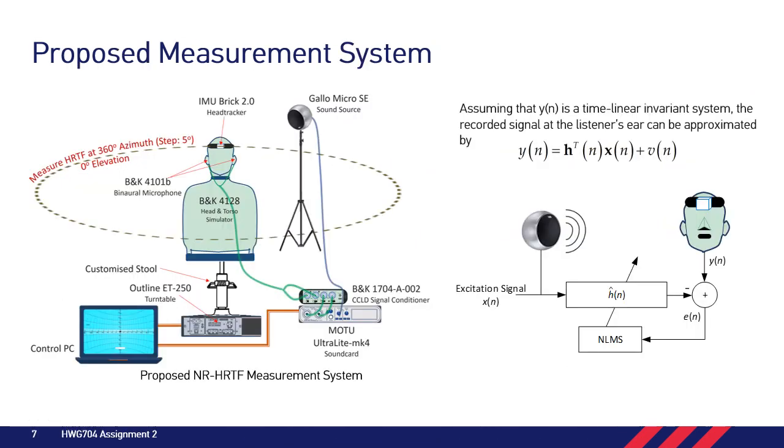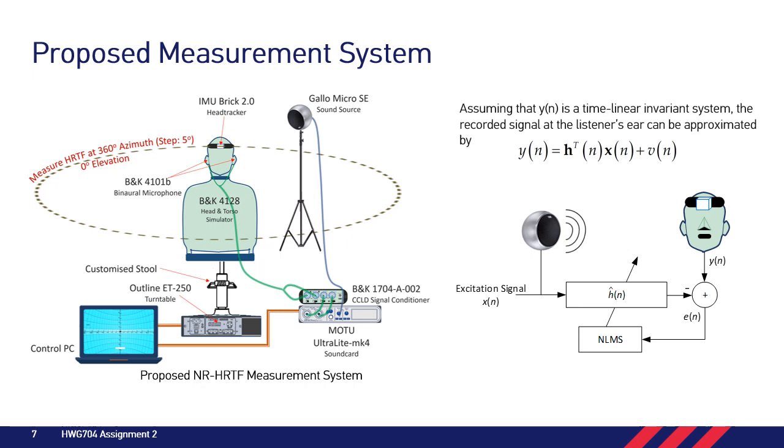Let's take a closer look at the proposed measurement system. For each set of measurements in the horizontal plane, the head tracker is calibrated at 0 degrees. The HRTF measurement starts with the sound source emitting white Gaussian noise as the excitation signal, and the listener is facing 0 degrees. The listener is then rotated and the measurement process is completed when the listener is back at 0 degrees. The head-related impulse response is estimated using adaptive filtering.